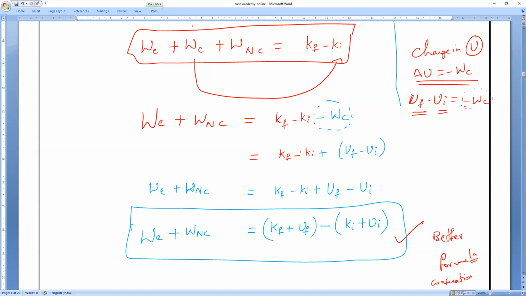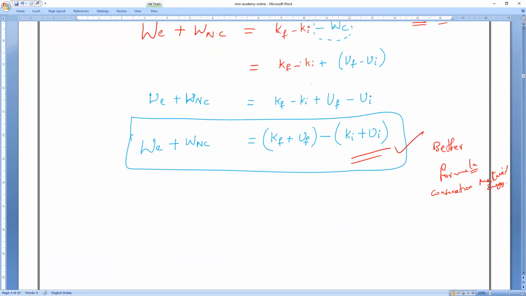What is our topic? Conservation of mechanical energy. This is an even better formula for conservation of mechanical energy.